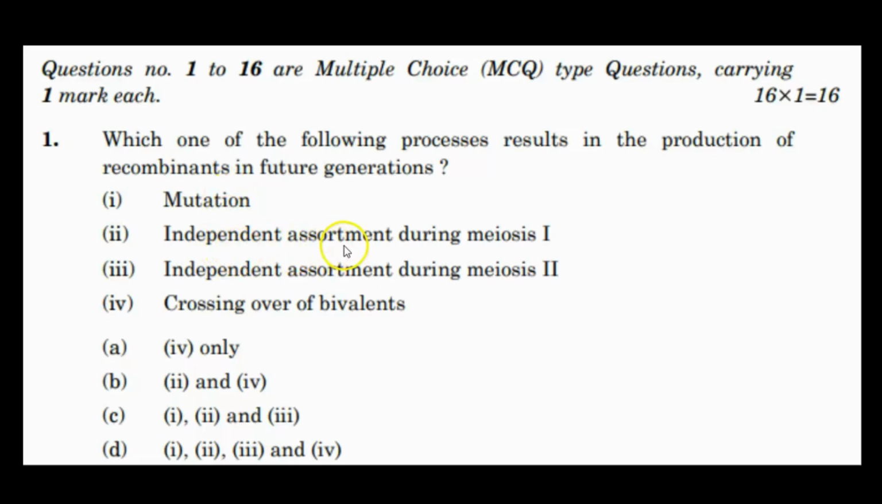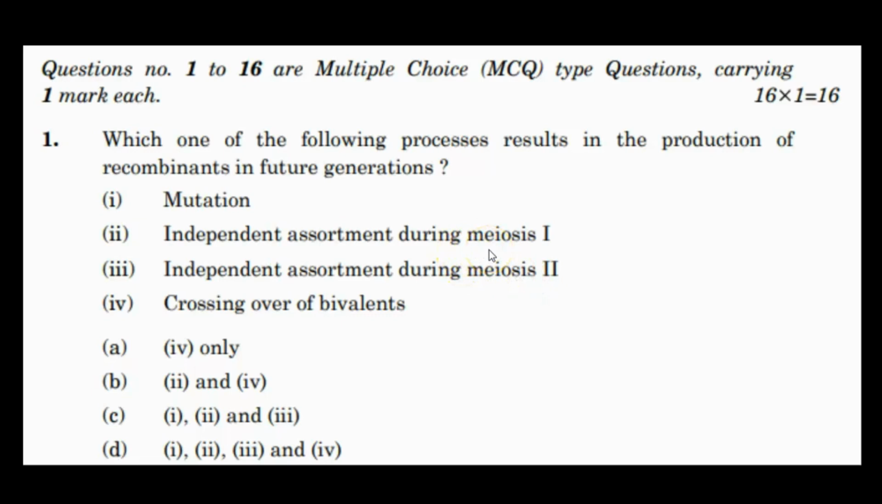So what about independent assortment during meiosis 1 and independent assortment during meiosis 2? These are two important concepts, and you should understand them very deeply. Independent assortment during meiosis 1, we can simply say, is like a shuffling of cards. But independent assortment during meiosis 2 is not a shuffling, it's just copying.